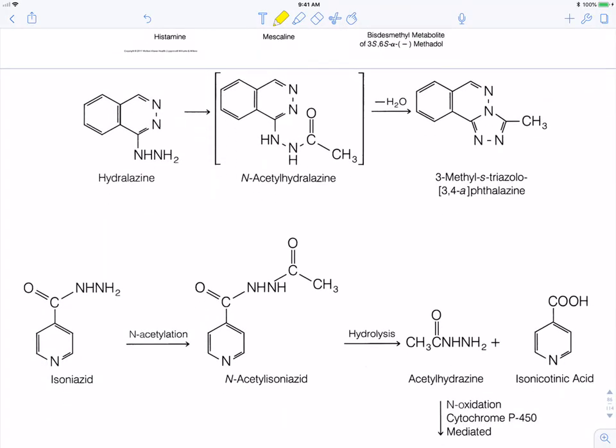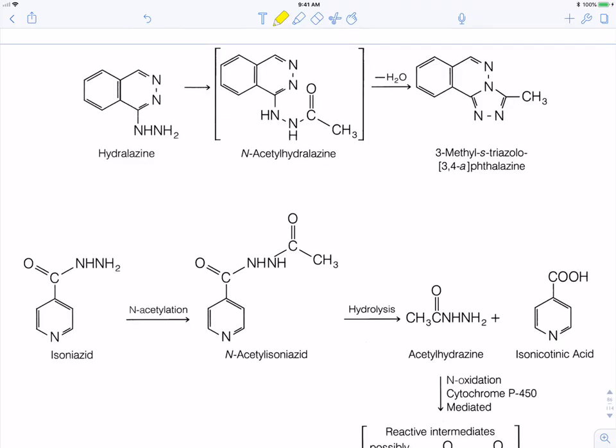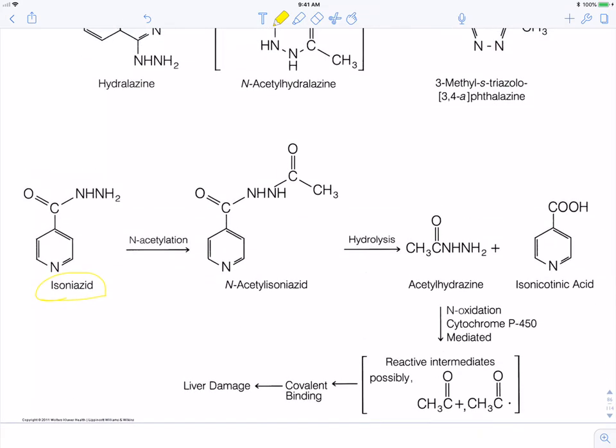And apologies for this quick overview of reactions, but as you can see, reactivity can be very complex. So isoniazide, which is an anti-tubercular agent and is generally very safe, gets acetylated to form this adduct, which then gets hydrolyzed to isonicotinic acid and acetyl hydrazine, which in turn reacts with enzymes of the cytochrome P450 family, generating oxidative reagents that can form reactive intermediates and therefore cause liver damage.